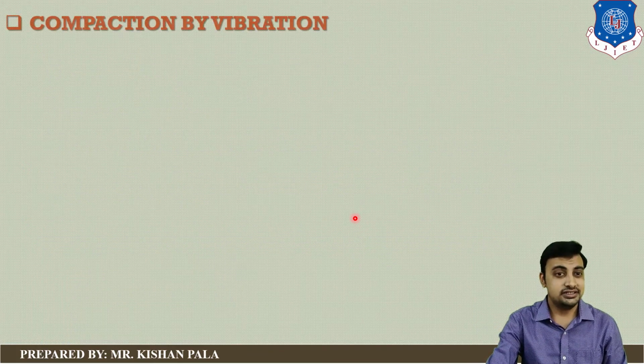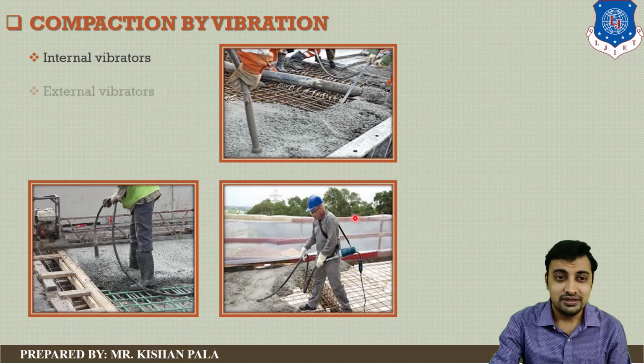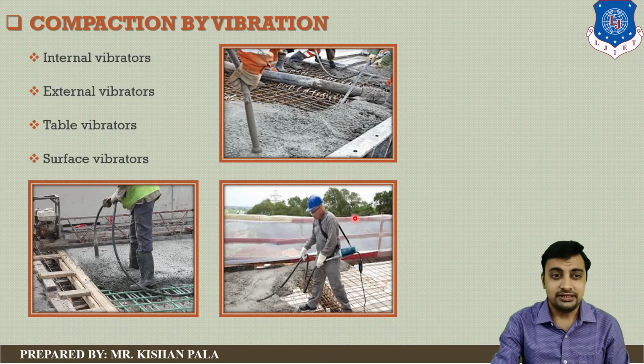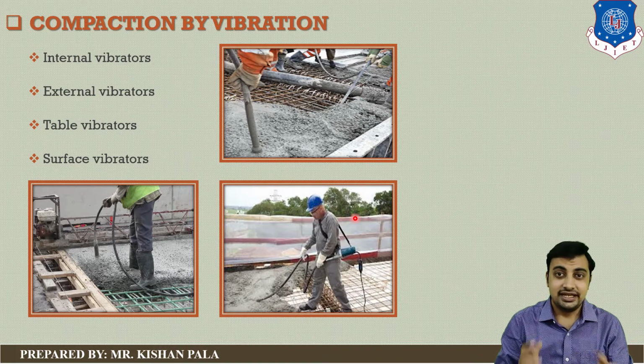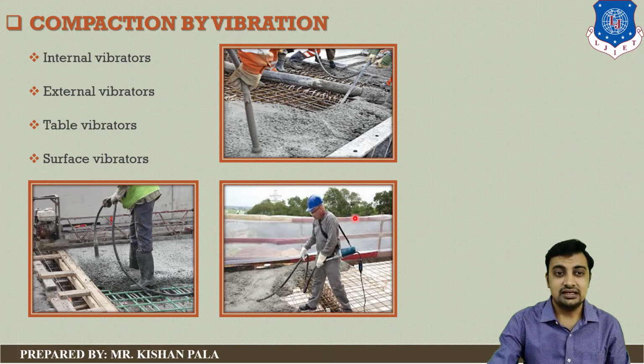Now let us discuss compaction by vibration. You can see on your screen there are many methods of vibration for compaction, like internal vibrators, external vibrators, table vibrators, and surface vibrators. You can use any one method depending upon the situation and the requirement of the compaction at your existing site. So this is compaction by vibration.